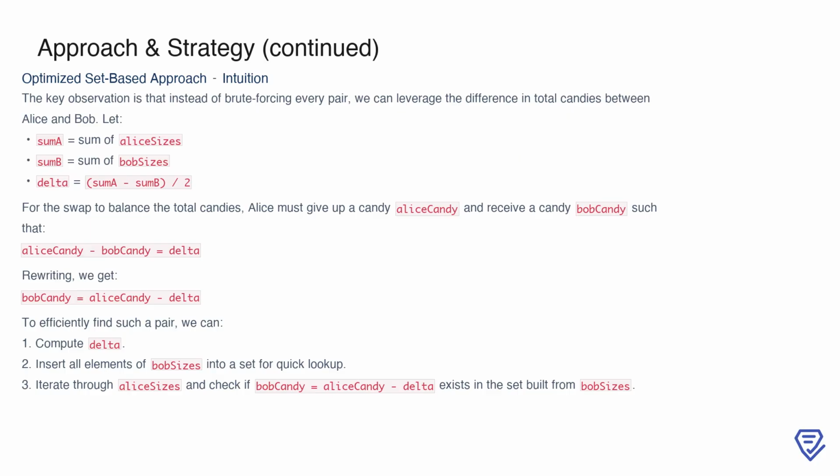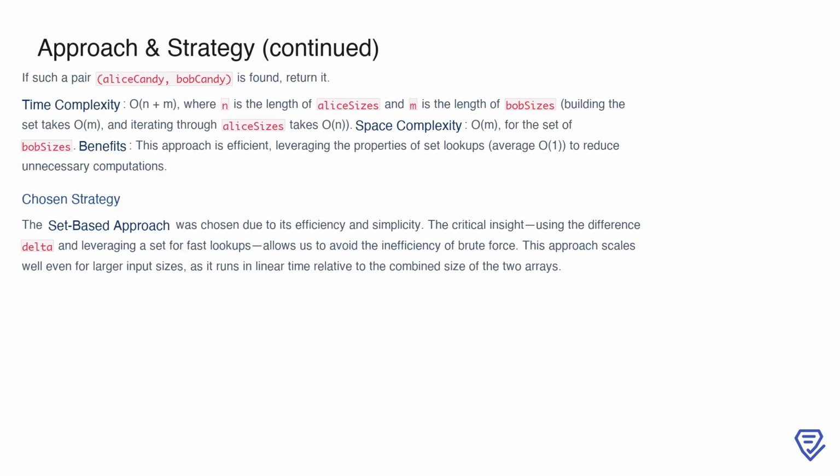First, we calculate delta. Then, we store all of Bob's candies in a set, which allows for quick lookups. Finally, we iterate through Alice's candies and check if the corresponding bobCandy exists in the set. This eliminates the need for nested loops and drastically reduces the number of computations. If we find a pair of candies, aliceCandy and bobCandy, that satisfies the condition, we can immediately return it as the solution. The efficiency of this approach lies in its time complexity of n plus m. Building the set of Bob's candies takes m, and iterating through Alice's candies takes n. The space complexity is m, as we store Bob's candies in a set for fast lookups.